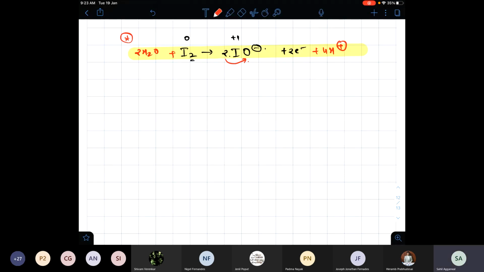Aditya, there is a particular rule for the balancing of this reaction. These are the rules that we are following. If we do not follow a particular rule, everyone will get different answers.